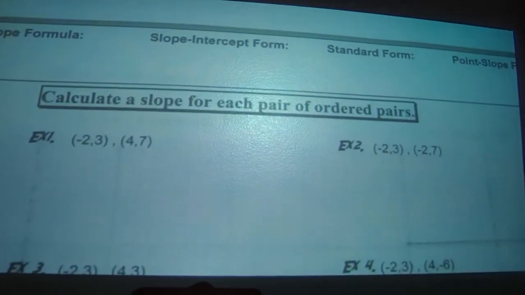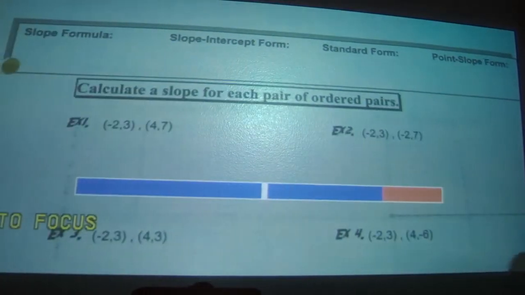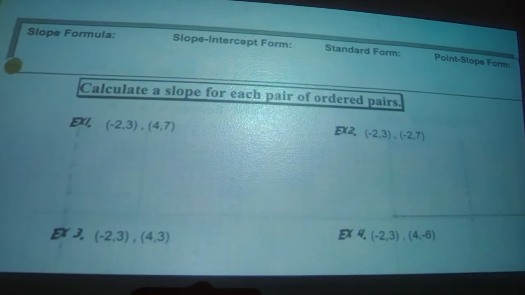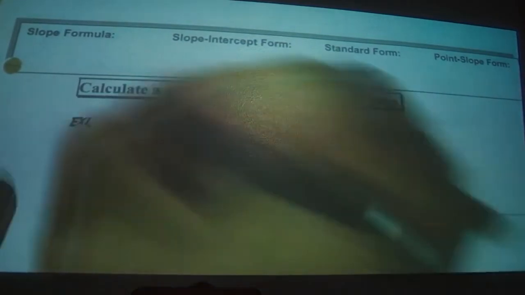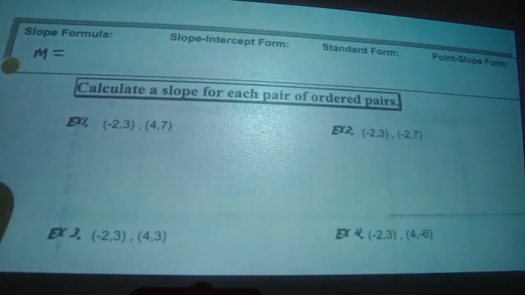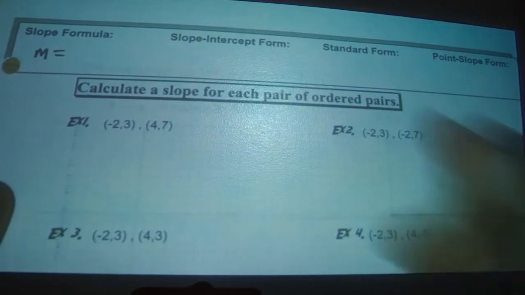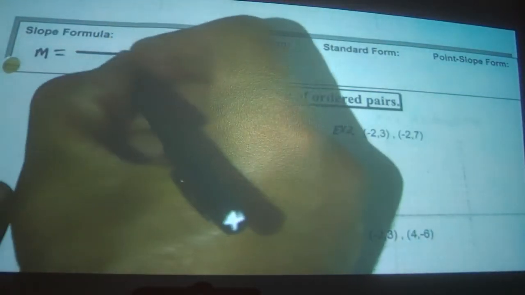So first things first. Anytime I have 2 points and I want to find the slope, I use my slope formula. You've seen this before in algebra, geometry, and algebra 2. This is like the 4th time you've seen this. Slope is m. Why? I have no idea.